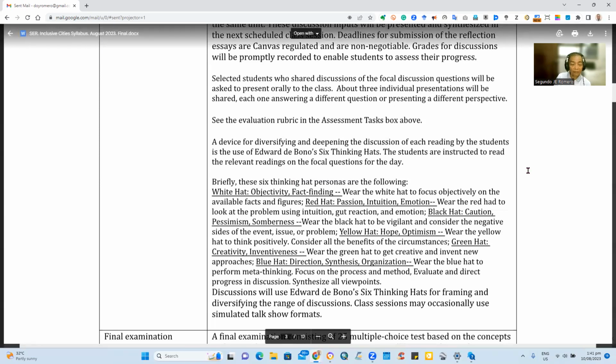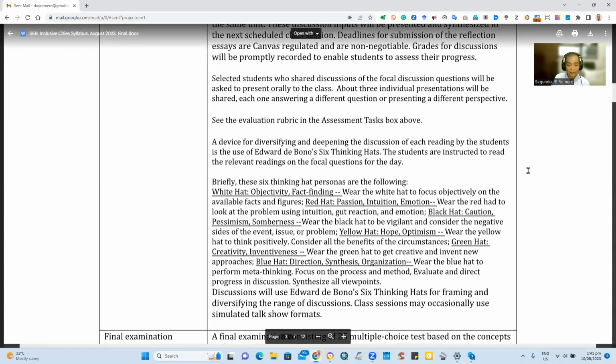The red hat, when you say you wear the red hat, you talk about passion, intuition, and emotion. And wearing the red hat, you have to look at the problem using intuition, gut reaction, emotion, reporting whether people are happy or sad about a particular event.